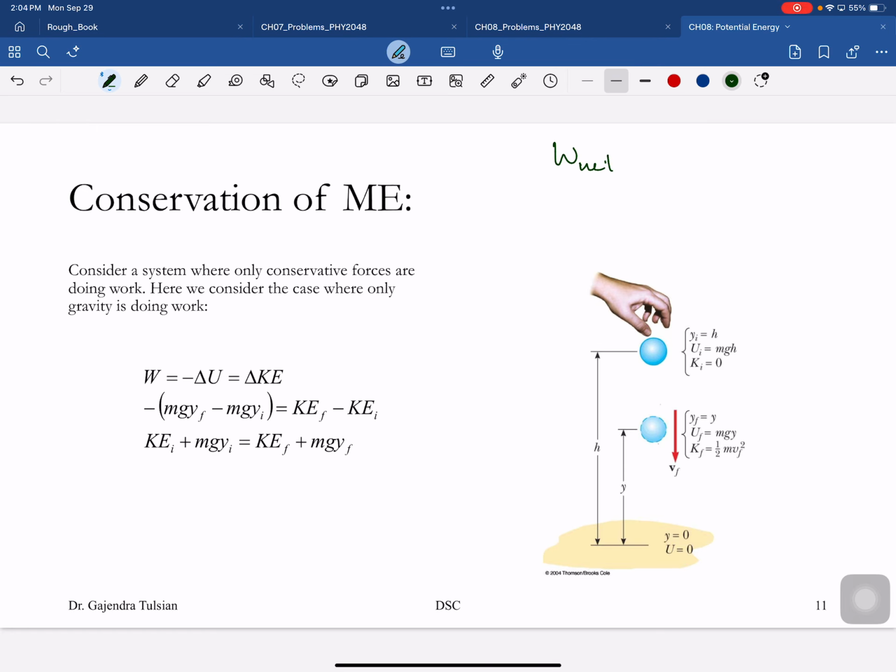The work kinetic energy theorem says that the work done by all the forces acting on the object is equal to the change in kinetic energy. Now if only gravity is acting, the work done by gravity can be calculated like so. That's equal to the change in kinetic energy. That's minus mgy final minus mgy initial, equal to that. And so if you rearrange these terms, you bring that over here: final kinetic energy plus final potential energy is equal to initial kinetic energy plus initial potential energy.